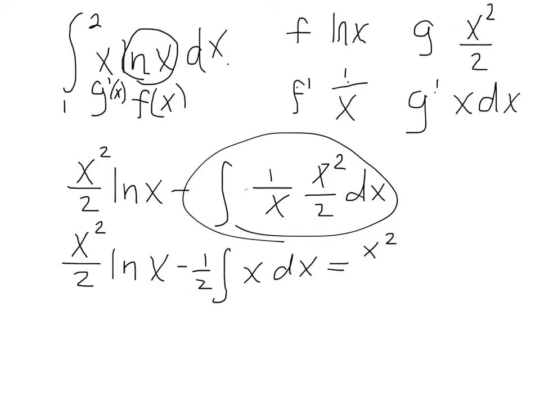So the front will stay the same, x squared over 2 natural log of x minus, now we've got this 1/2, and then the antiderivative of x is x squared over 2. So this whole part, the 1/2 times the 1/2, just becomes x squared over 4.